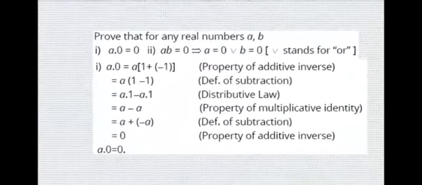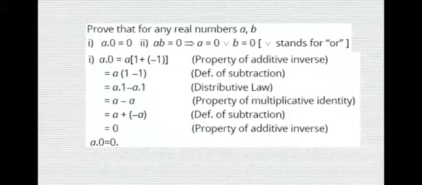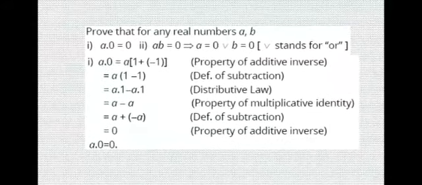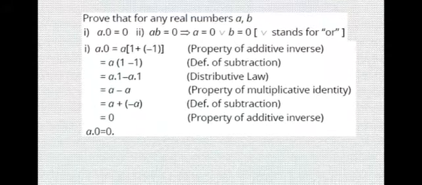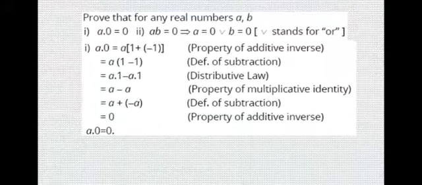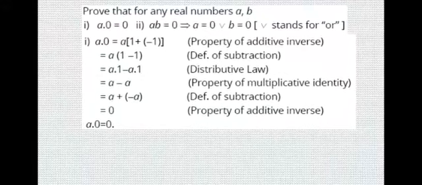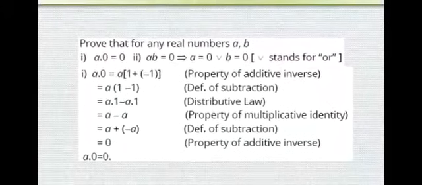Next, example number 4. Prove that for any real numbers a, b, a dot 0 is equal to 0. So 0 can be written as 1 plus minus 1. And if we apply the distributive property, a into 1 plus a into minus 1, also written as a plus minus a. This is called inverse property. A plus minus A is equal to 0. Very easy.